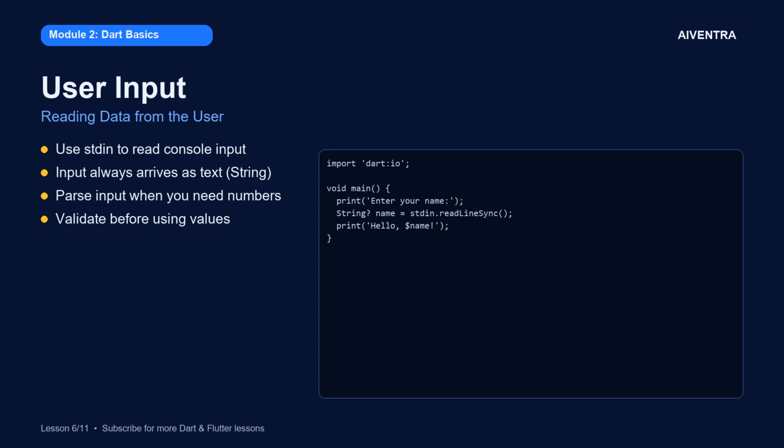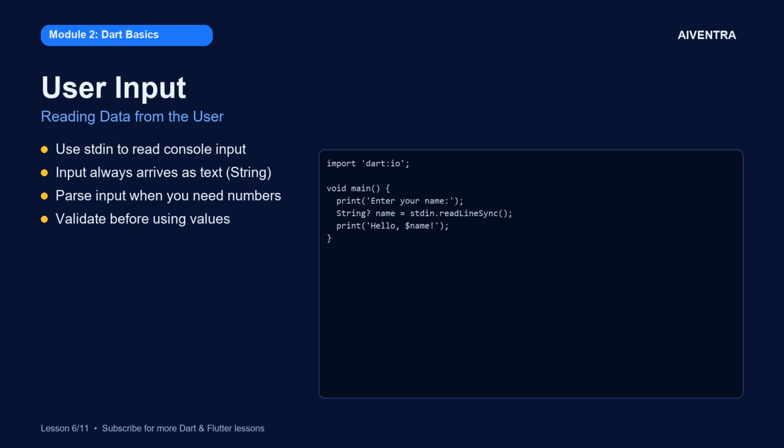To read input from the terminal, import dart:io, then use stdin.readLineSync. This function waits for the user to type something and press enter, then returns what they typed as a string. In our example, the program asks, "Enter your name," reads the response into a variable called name, and prints a greeting. An important detail is that input always comes as text, even if the user types digits.